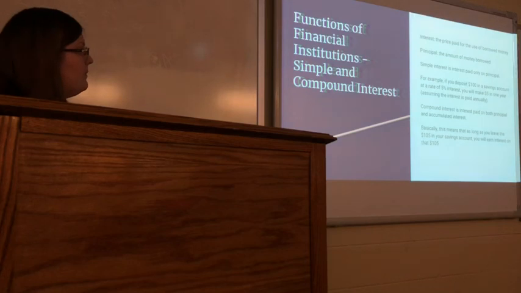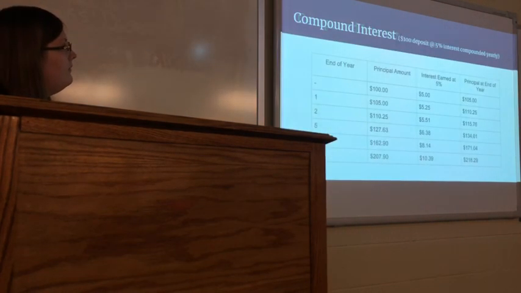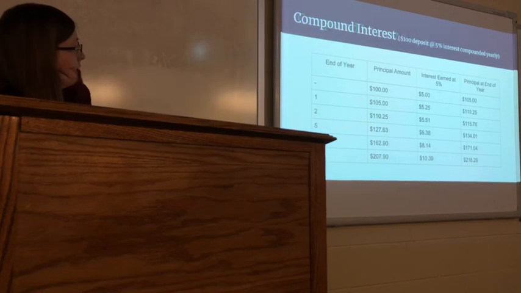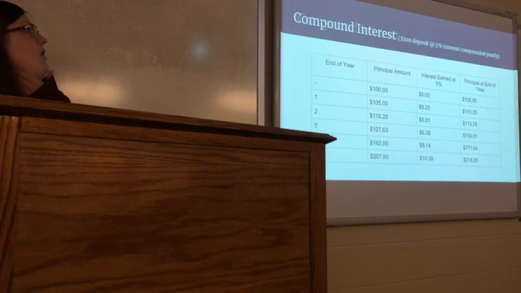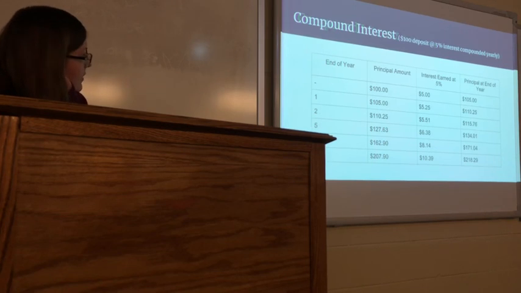Compound interest is interest paid on both principal and accumulated interest. Basically, this means that as long as you leave the $105 in your savings account, you'll earn interest on that extra $5 that you earn. This is a table that I made for compound interest. $100 deposit at 5% interest compounded yearly. So principal at the end of 15 years would be $218.29.